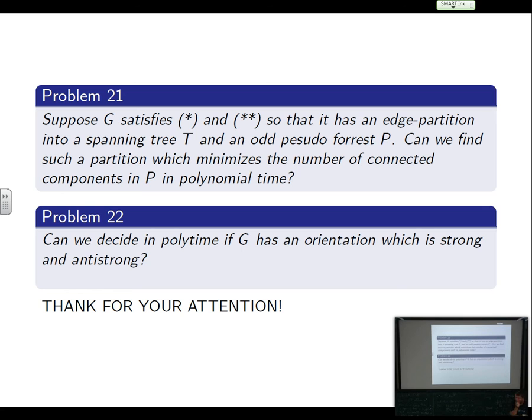Yes, in matroid partition, but that's the same, I guess. Is it the same as if you look at the bipartite representation of the graph? If you want to orient the edges, you have to decide which of the two options you want. Yes, a partition matroid, right? For every edge there are two options, and you choose precisely one of them.